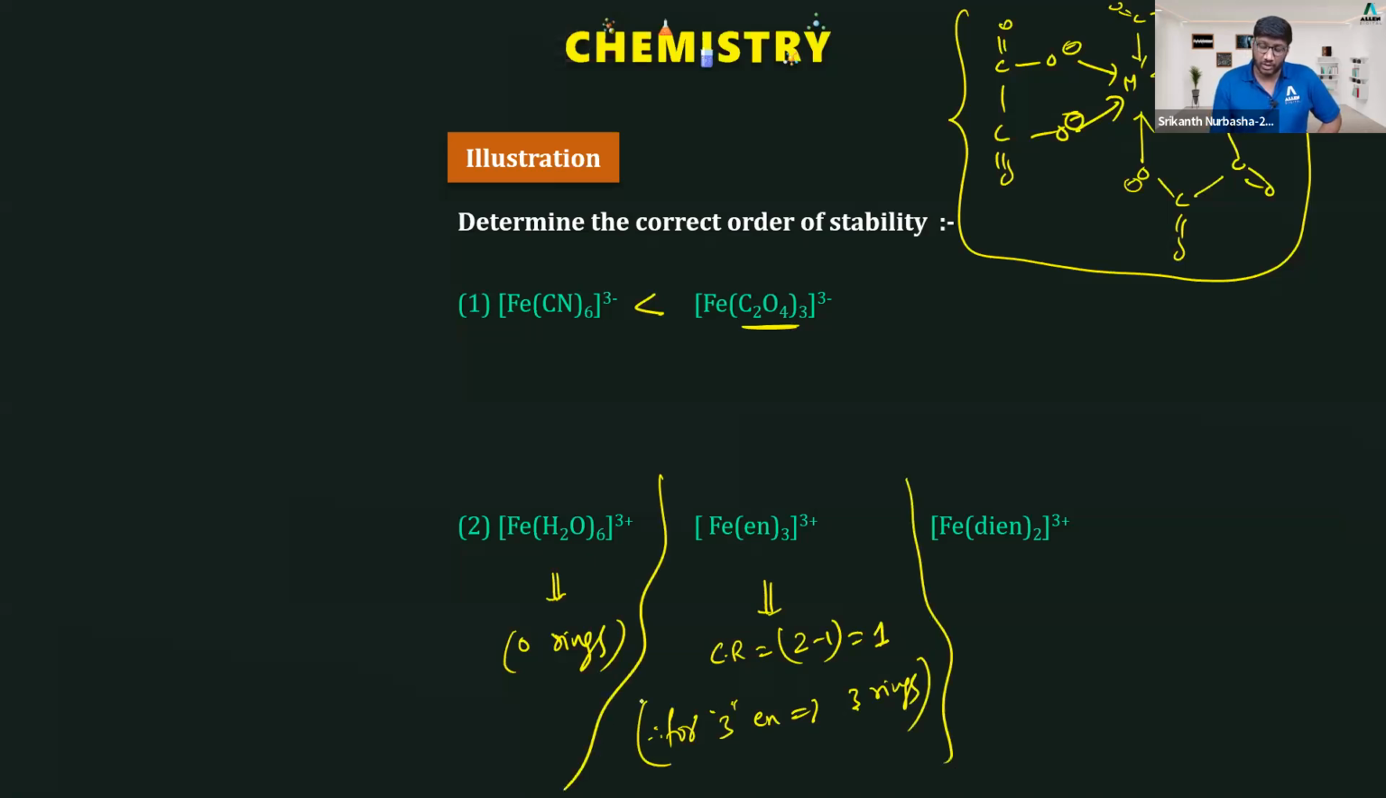Understood now? So the number of rings formed is not with respect to only one ligand. So how many ethylenediamines do we have? Three ethylenediamines are there. Every ethylenediamine is forming one ring. So we have three ethylenediamines, so they will form 3 rings.